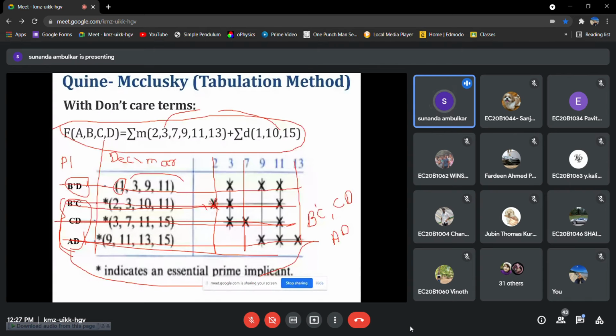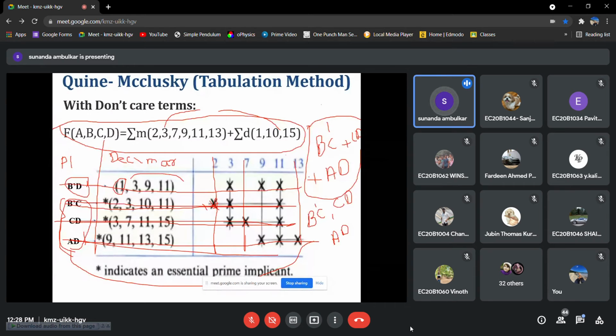So only 3 terms are there which make the minimized Boolean expression, and those are B'C plus CD plus AD. So this is the minimized Boolean expression which we have found out by the prime implicant table. Clear?